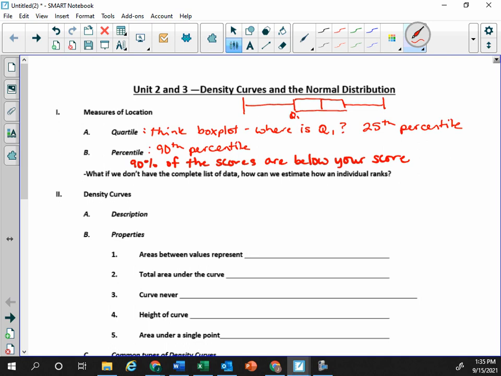And it can be phrased in different ways. For the 90th percentile, sometimes you'll hear you're in the top 10%. Okay, that corresponds to the 90th percentile. Being in the 10th percentile is very different than the top 10%. Okay, so just make sure you read the questions carefully and you can see exactly what we're talking about.